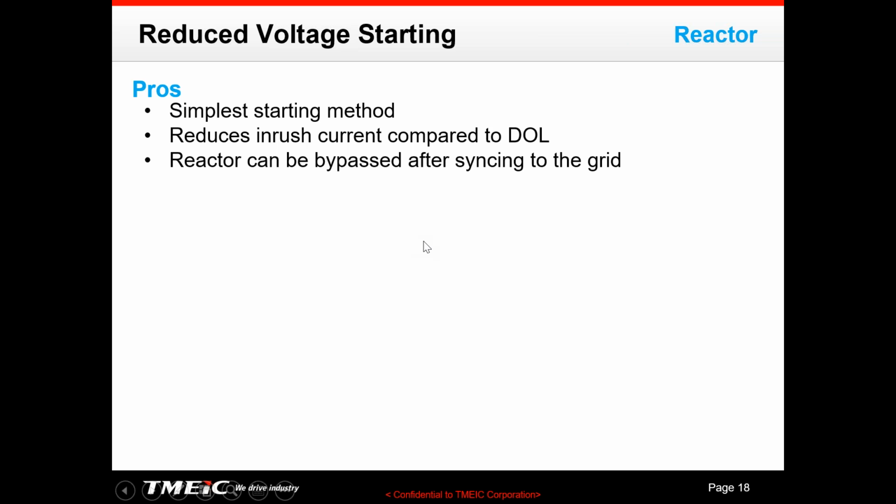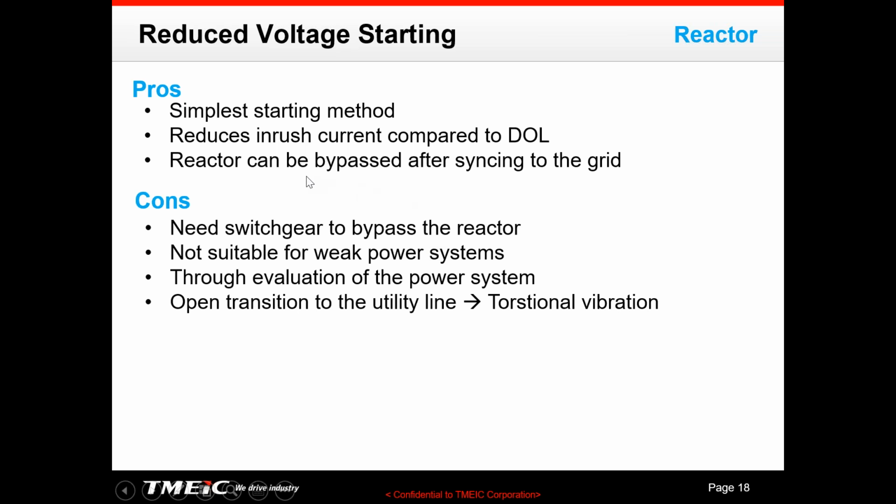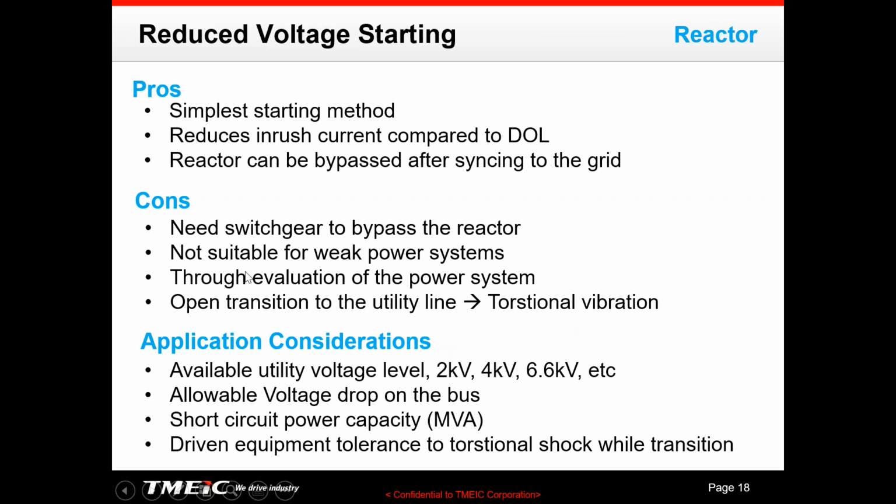Okay, it's a simple starting method, and of course you can reduce the inrush current compared to the DOL, and the reactor can be bypassed after syncing to the grid. But you also need switchgear to bypass the reactor, and it's not suitable for weak power systems. You need a thorough evaluation of the power system, and the open transition to the utility line gives higher torque pulsation or torque vibrations. Also, you need to look at the same considerations as for DOL motors.